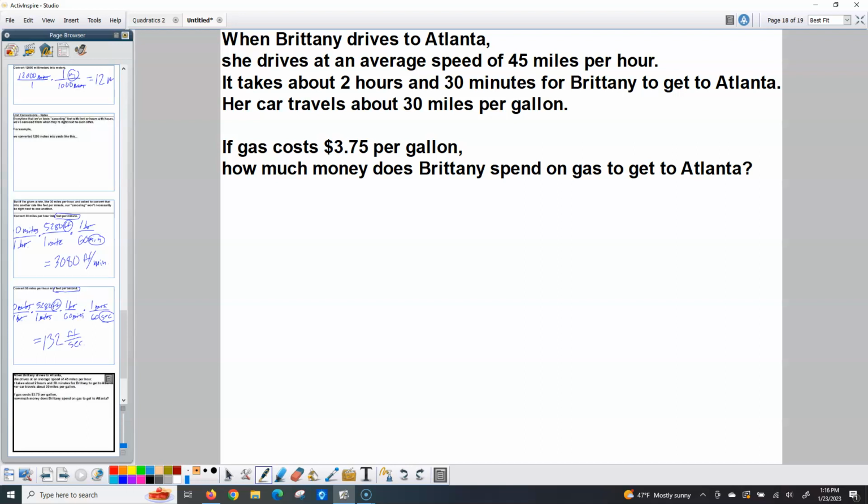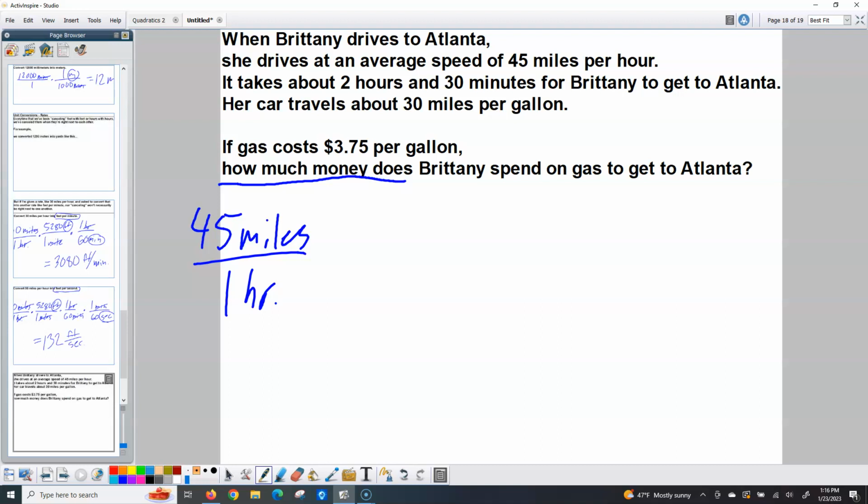So, a lot going on here. We're going to be canceling some weird stuff here. I've got 45 miles per 1 hour. And I'm essentially going to change that into money. The question says, how much money does Brittany spend? So my last unit, after all the canceling of units is gone, is going to be in dollars.